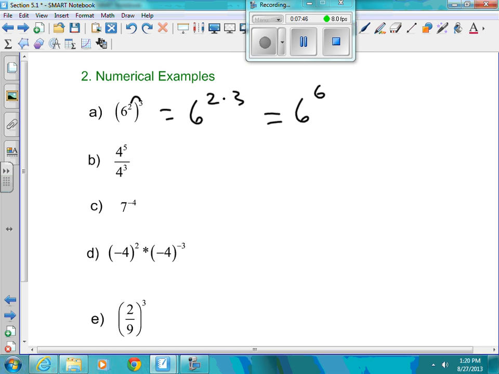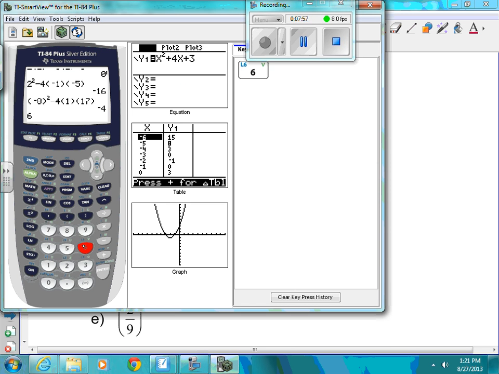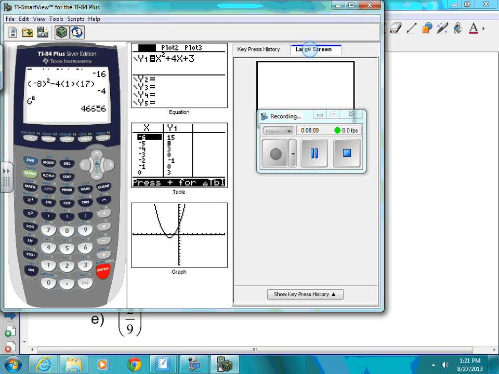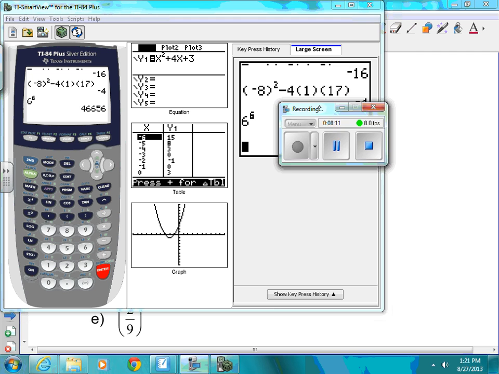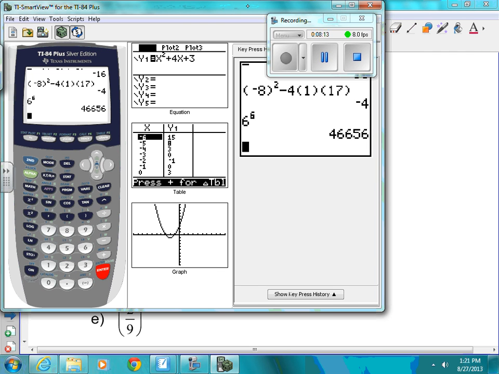Of course, on your calculator, you can type that in and get a number. If I want to check and see what 6 to the 6th power is, the power key is the little button above the division sign. 6 to the 6th power is 46,656.